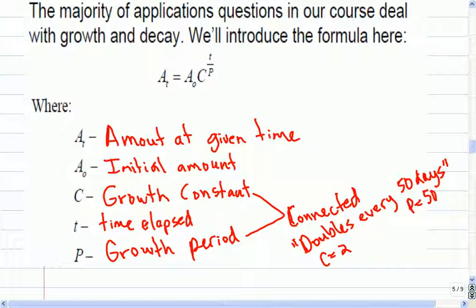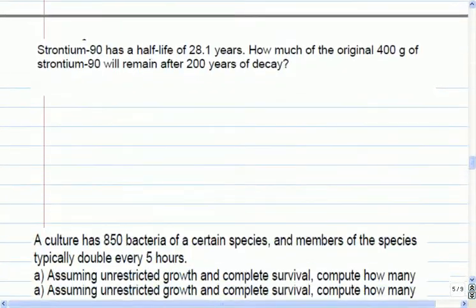So the formula is pretty easy to use. It's easier to use it than it is to write all the stuff out for it. Let's try one just so you get a chance to see what I mean.